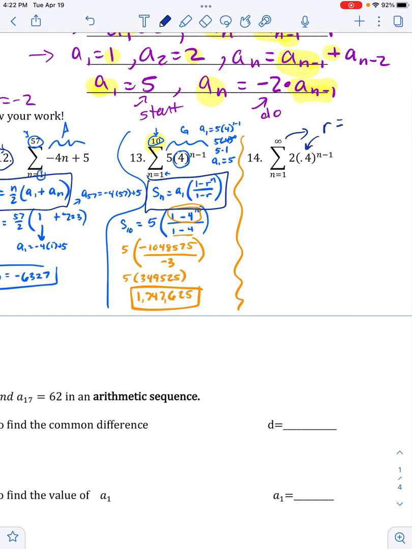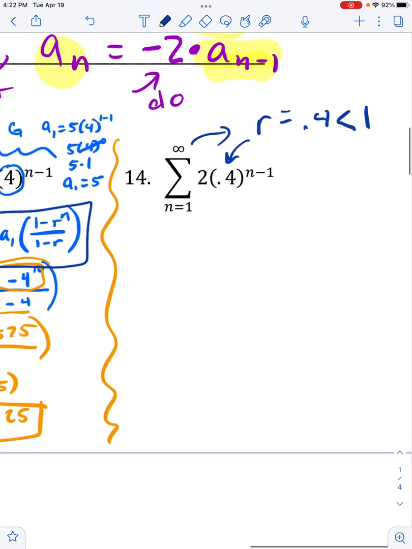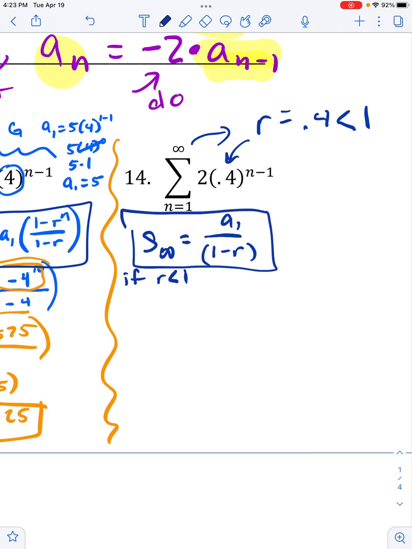Well, it's whatever's in the parentheses getting raised to the power. And since that's less than 1, you're good to go. Otherwise, this wouldn't have a sum. So the formula for an infinite number, as long as the r value is less than 1, is the first term over 1 minus r. And if you're doing it on your calculator, make sure that you tell your calculator that entire bottom is on the bottom.